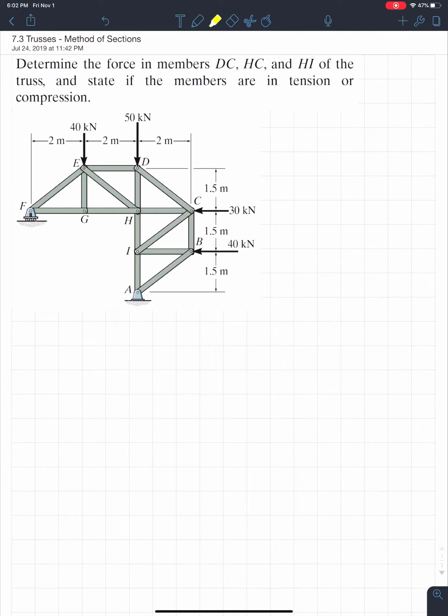Hello everyone, and welcome back to another Eng 130 video tutorial. In this tutorial, we're going to cover a new concept with trusses called the method of sections.